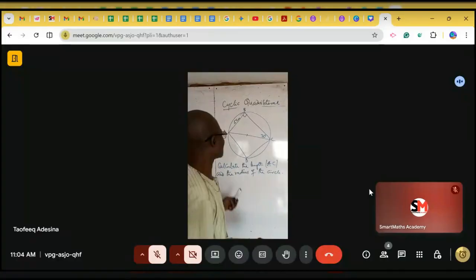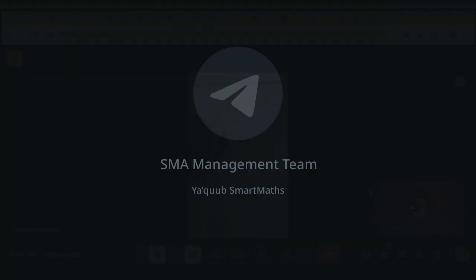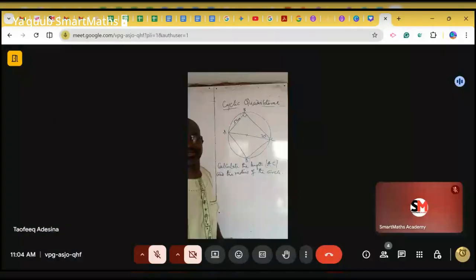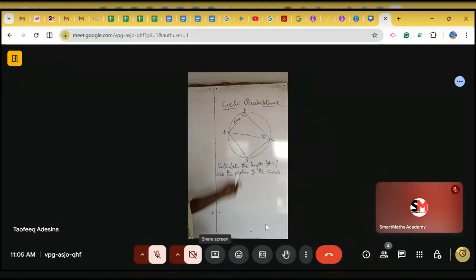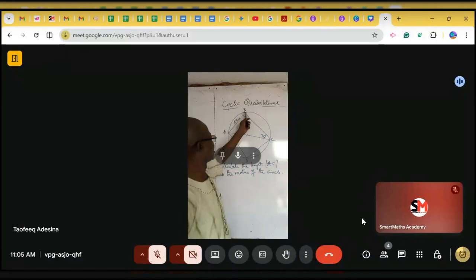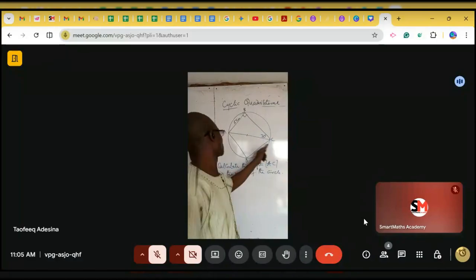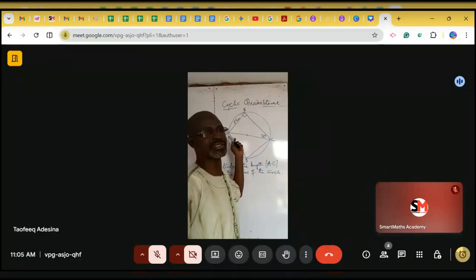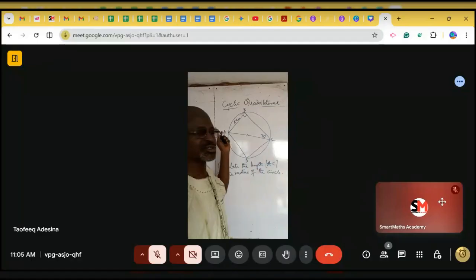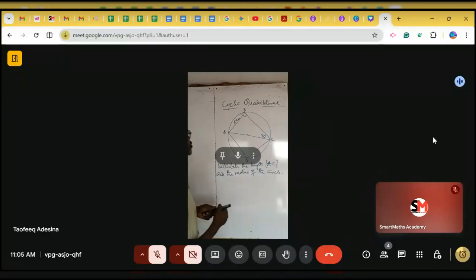If it is 90 degrees, this line AC is the hypotenuse. But AC must be in front of what? Angle 90. That's a standard rule. So the opposite is line AB, the adjacent is line BC, and the hypotenuse must be line AC. So we are still going to apply trigonometric ratio, as you rightly said.